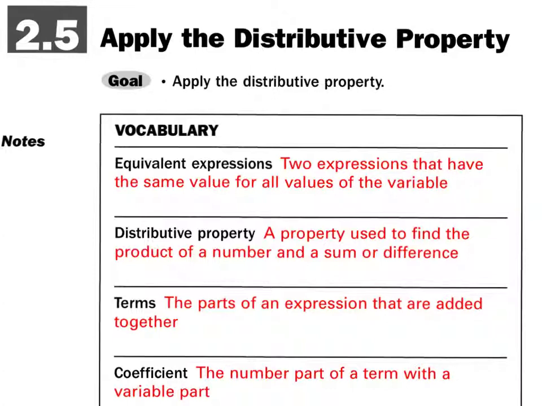The distributive property is one of the properties that is used to find the product of a number and a sum or difference. The terms are the parts of an expression that are added together. And we're going to be looking at examples of all of these throughout the lesson today.